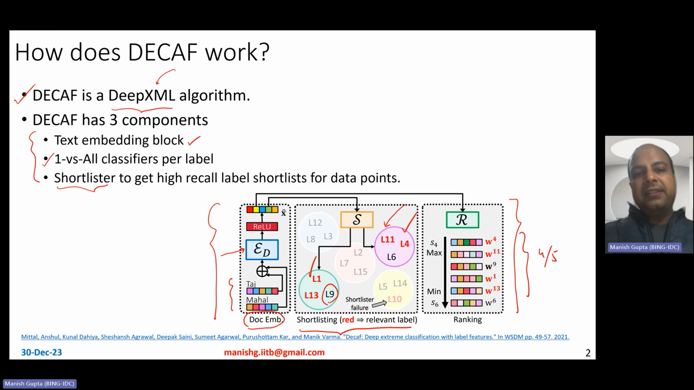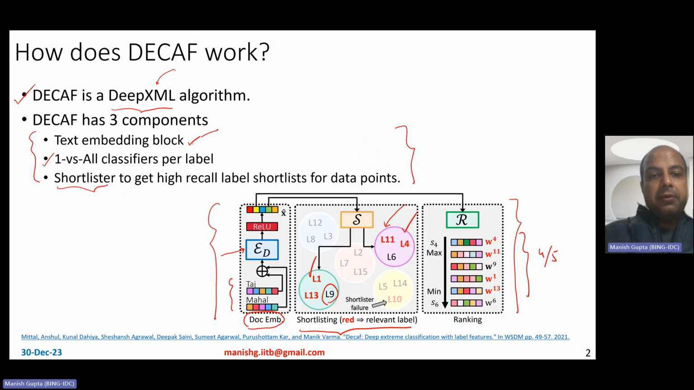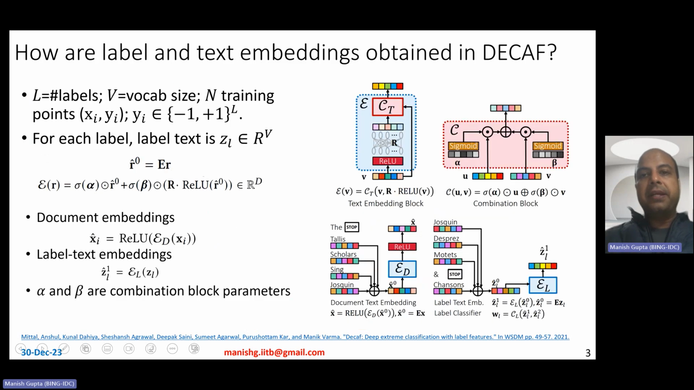Now, broadly, that is how Decaf works, but that's not enough. So let's go into details and understand more closely how Decaf works. Decaf is for text-based extreme classification. So, as we discussed, it has a text embedding block, and here are details of the text embedding block.